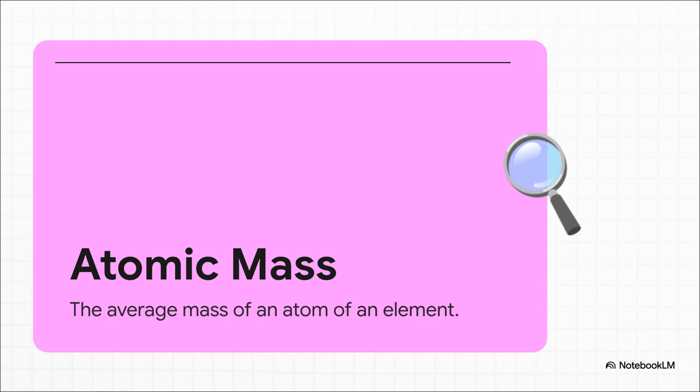Next up, look at the number down at the bottom, 1.008. This is the atomic mass. The simplest way to think about it is that it's the average weight of a single atom of that element. It gets a little more complicated, but for now, just know it tells us how heavy the element is.